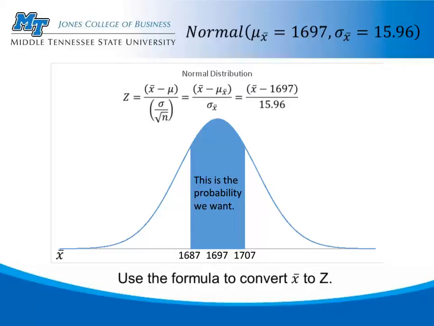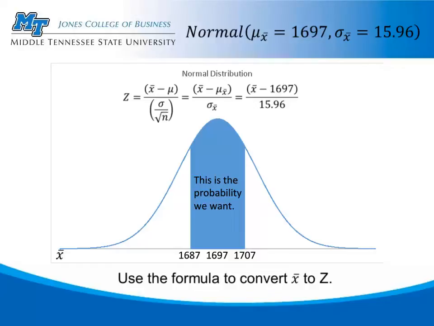But the x is the sample mean. You take the sample mean, you subtract the mean of the sample means, and you divide by the standard deviation of the sample means. And so when we plug in the numbers, we're just going to get x bar minus the 1697 divided by 15.96. You get that number when you take the value of the standard deviation and divide it by the square root of the sample size.